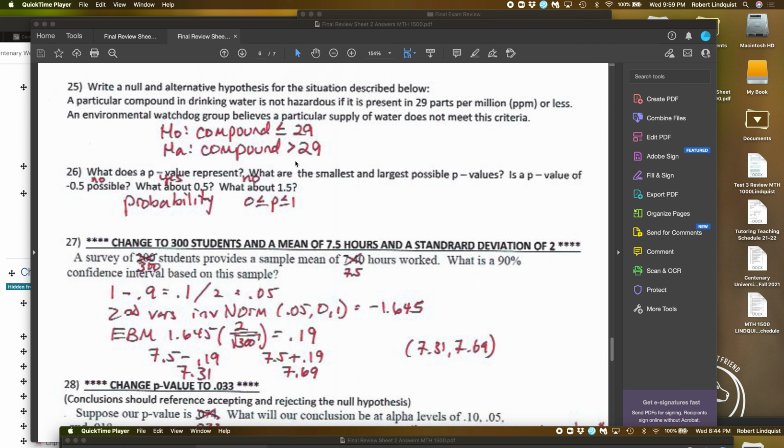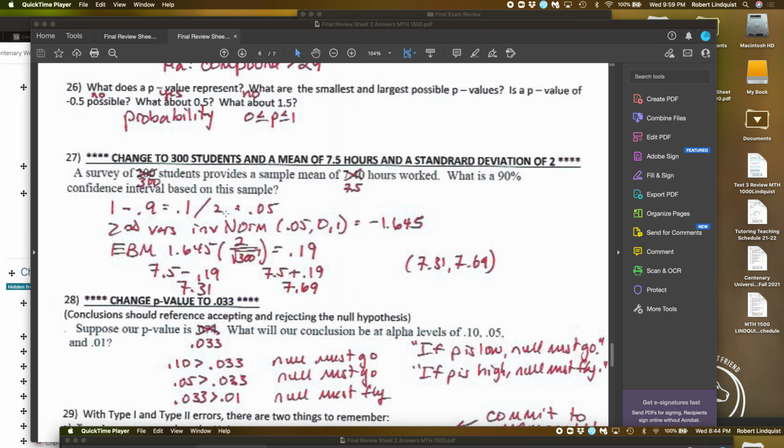What does a p-value represent? It's a probability. What are the smallest and largest possible p-values? Well, the probability, p, is always between 0 and 1 inclusive. So p is greater than or equal to 0 and less than or equal to 1. Is negative 0.5 possible? No. 0.5? Yes. You can't have negative numbers for probabilities. What about 1.5? Absolutely not. You can't have a probability greater than 1.